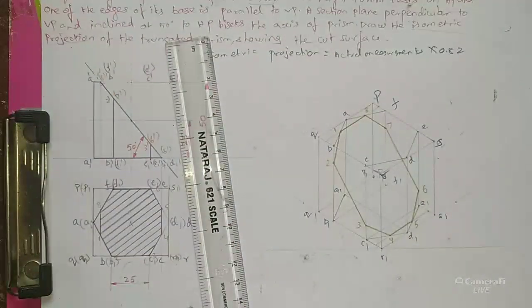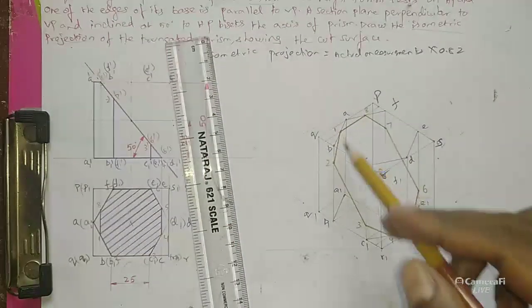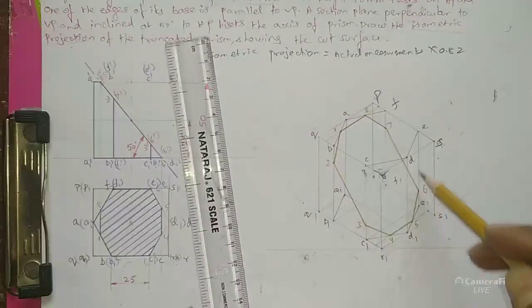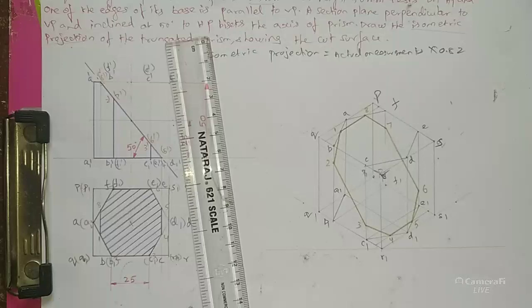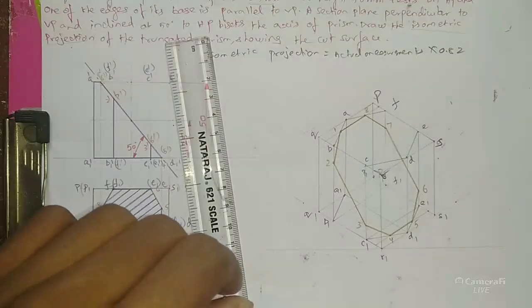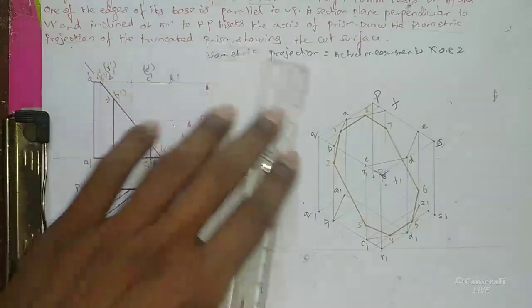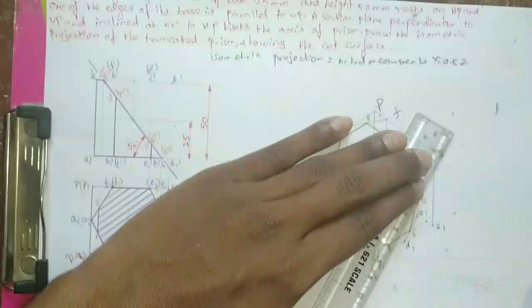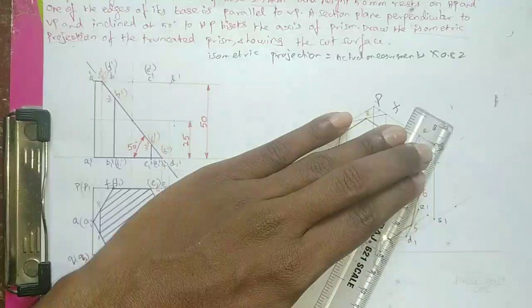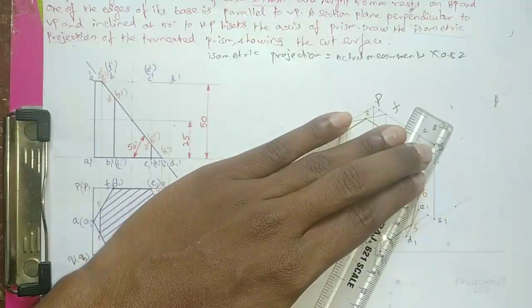So this is the actual cut surface. So 1, 2, 3, 4, 5, 6, 7, 8. This surface is called the cut surface. Now we have to use the hatching process to represent the cut surface. So now we have to do the hatching. Let us start the hatching process now.